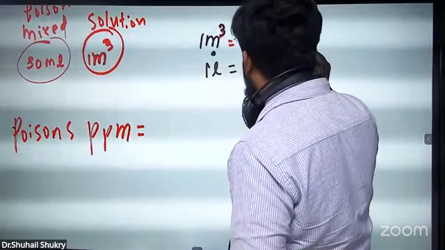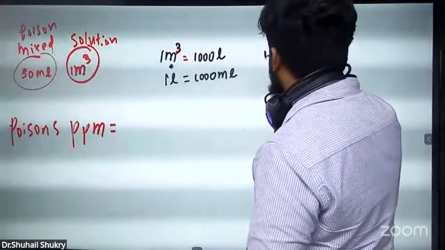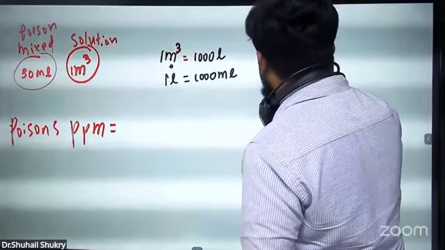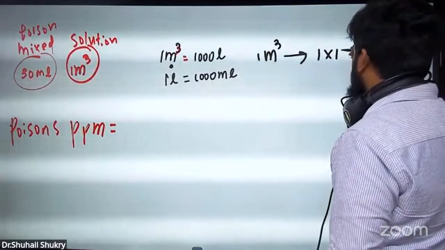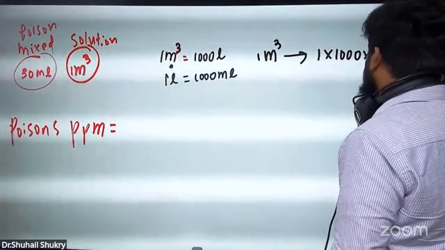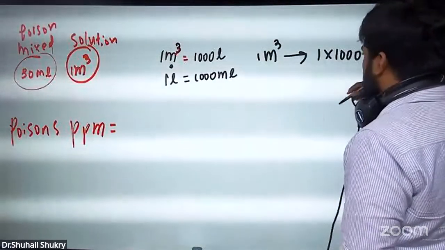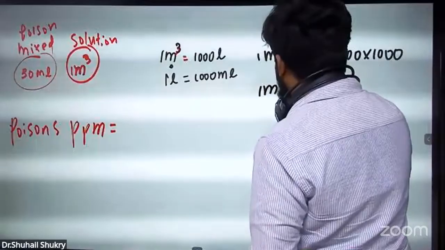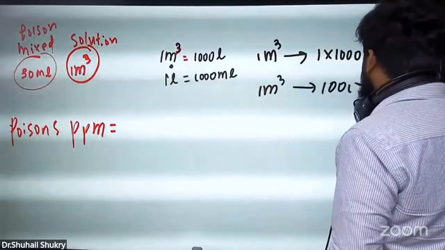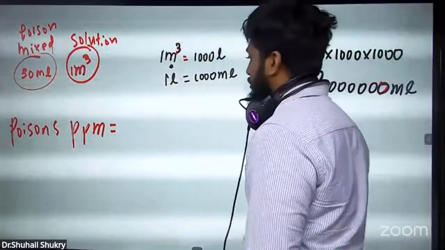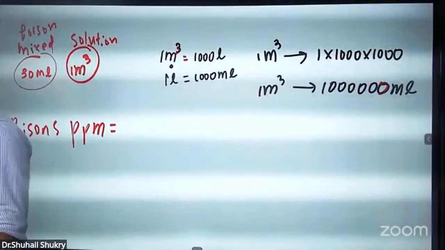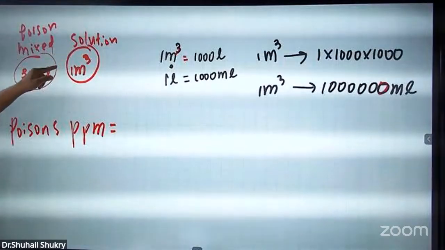So if I want to convert cubic meter into milliliter, what should I do, guys? I want to multiply by how much? 1 into 1,000 into 1,000. I have to multiply two times 1,000. So 1 cubic meter is equal to 1 million milliliter.